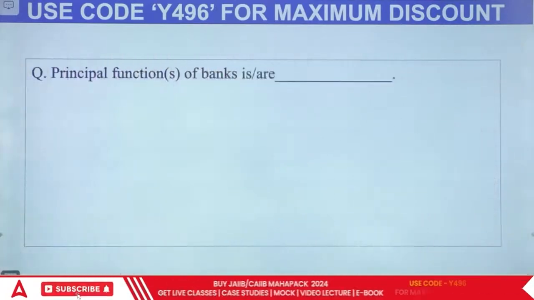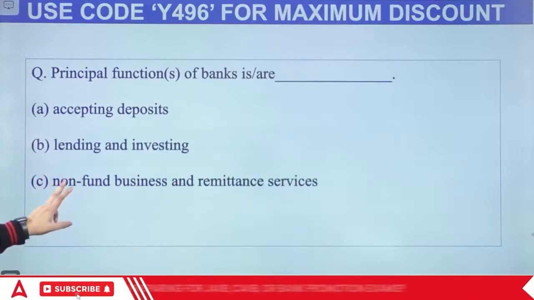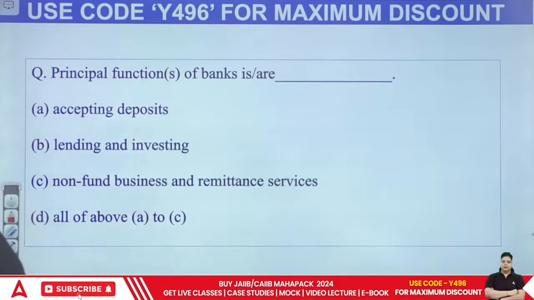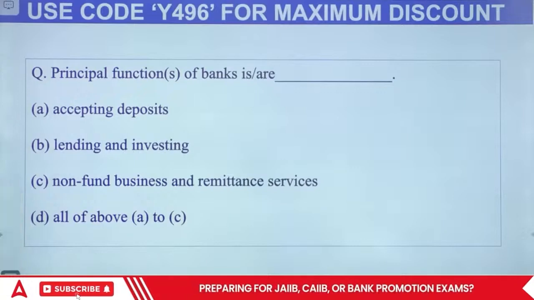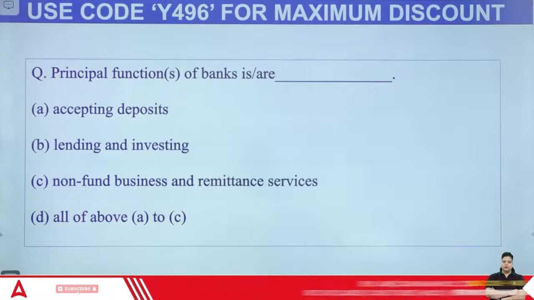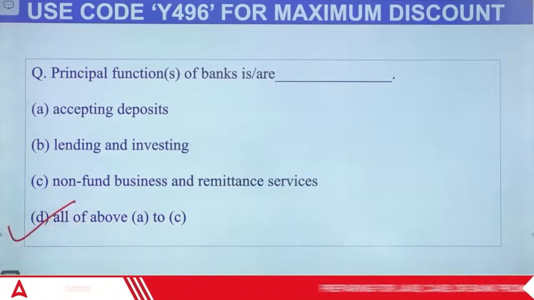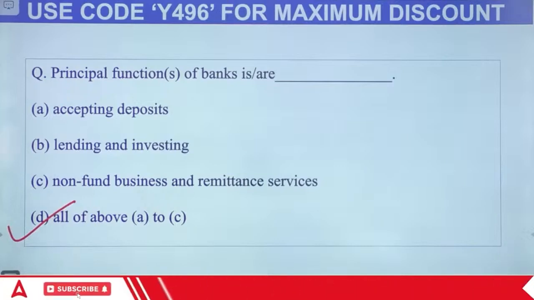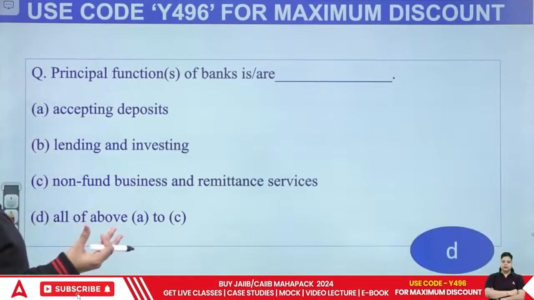Next is asking: the principal function of banks is dash. Accepting deposits, lending and investment, non-fund business and remittance services, all of the above. So what's the principal function of a bank? You have all of the above. These are all the principal functions of banks: accepting deposits for the purpose of lending or investment, and also providing non-fund business and remittance services. Remittance services means transfer of fund services.